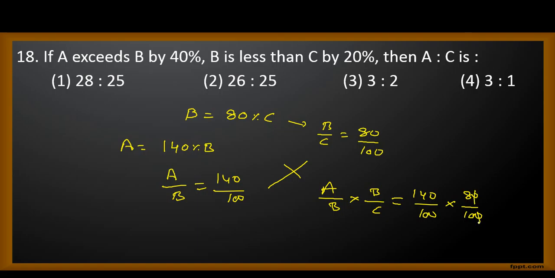0 and 0 will get cancelled, 0 and 0 will get cancelled, 4 2s are 8, 4 25s are 100, which equals 28 by 25. The option is 1.